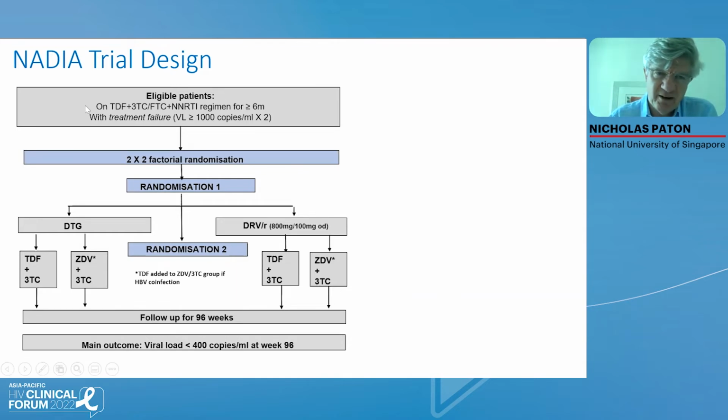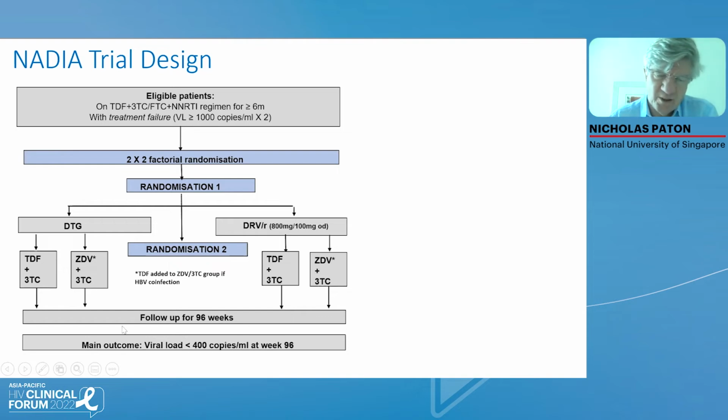So NADIA took people failing on tenofovir 3TC, non-nucleoside, in most cases efavirenz, and randomized them in a factorial way. So 2 separate randomizations, one to dolutegravir, the other one to darunavir, and we wanted to use the best in class protease inhibitor as the final chance to show that protease inhibitors were as good as dolutegravir. So darunavir in a once daily combination, 800-100, darunavir-ritonavir. And then once we'd randomized them to that, we randomized them to stay on tenofovir 3TC or to switch to zidovudine 3TC. And those who got zidovudine, if they had hepatitis B infection as well, we added in tenofovir, so they were on 3 nucleosides.